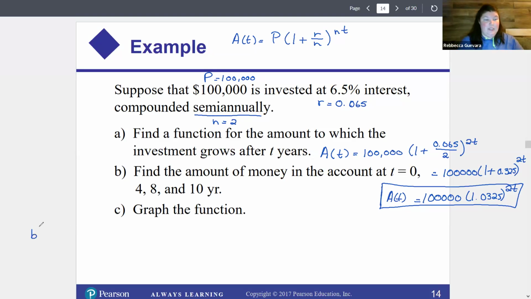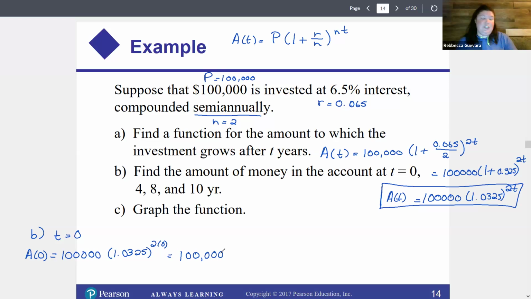For part B, what we want to figure out is how much money is in the account after T years. So we're just going to take my formula for T equal to 0, 2, 3. For T equal to 0, we're going to have 2 times 0 here, and what this leaves me with is just the amount of money that I originally put in the account. It just sat there, it hasn't grown at all. It's just going to stay at $100,000.